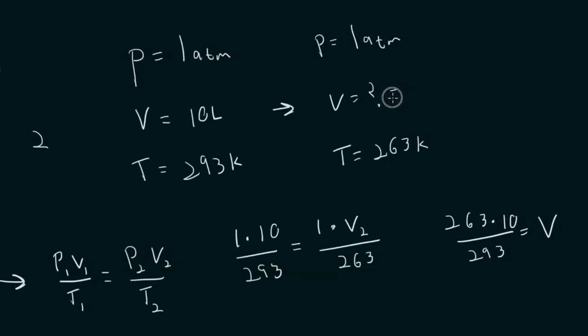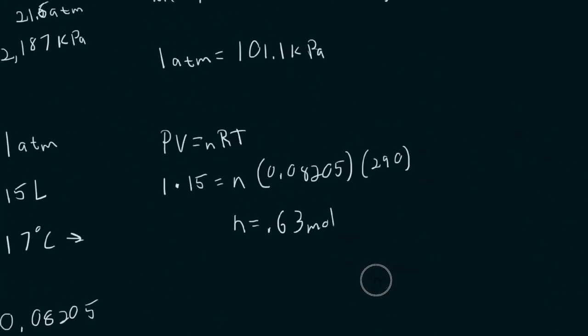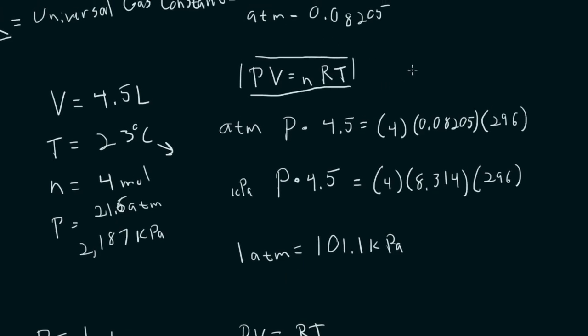Okay, my volume becomes 8.997 liters. Simple enough. So this is our combined gas law. This is our regular gas law. We're going to need to be able to use these to solve all kinds of problems. Okay. Now there's one more thing that we need to keep in mind.